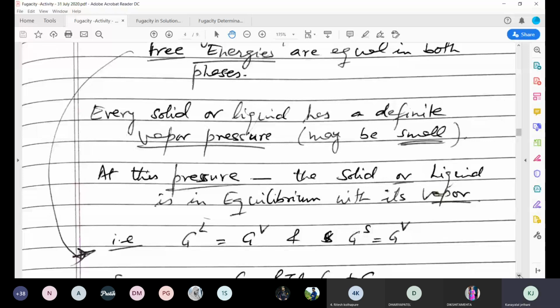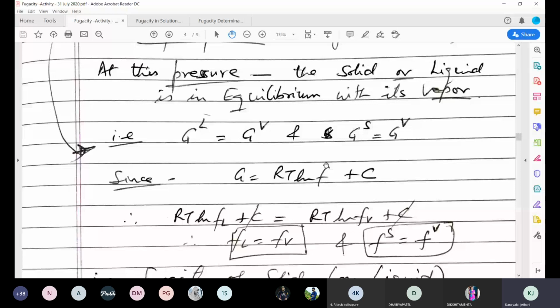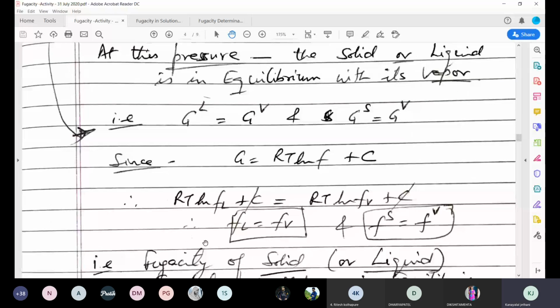And we have seen that G is equal to RT ln f plus C. If you put it for liquid and vapor phase, you get RT ln fL plus C is equal to RT ln fV plus C. And C cancels out, RT cancels out. What you get is fugacity in the liquid phase is equal to fugacity in the vapor phase. That is the condition for liquid vapor equilibrium. And similarly, fugacity in the solid phase is equal to fugacity in the vapor phase for solid vapor equilibrium. So this is what we derived from molar free energy.